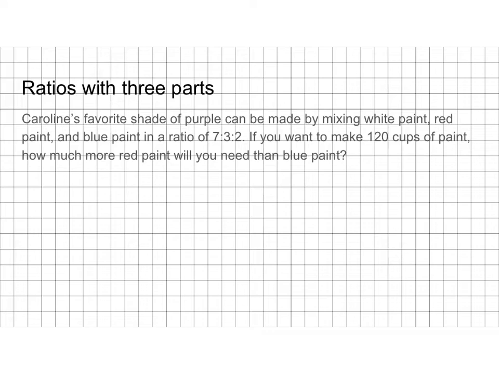So there's a couple things I want us to note in here. First of all, the way that the ratio is written, how do we know which one's 7, which one's 3, which one's 2? Well, we look at the order. So since we said white first, then white must be 7. Since red was listed second, red must be 3. And since blue was listed last, blue must be 2.